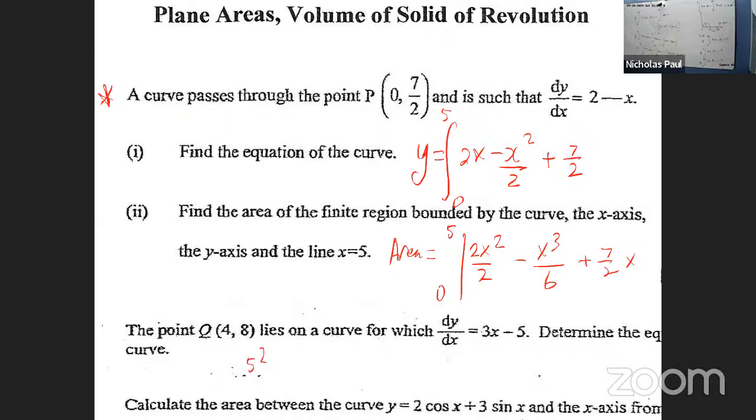So I got 5 squared. How much is that? How much did you all get there?